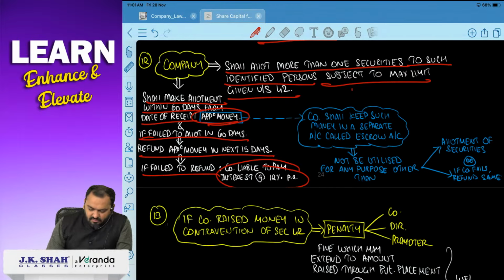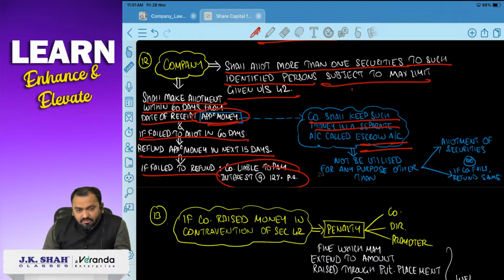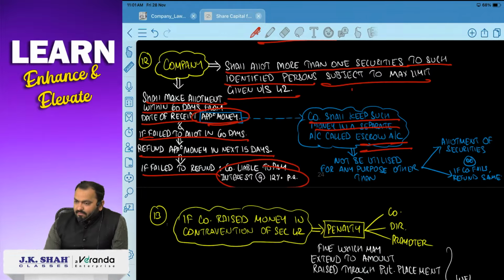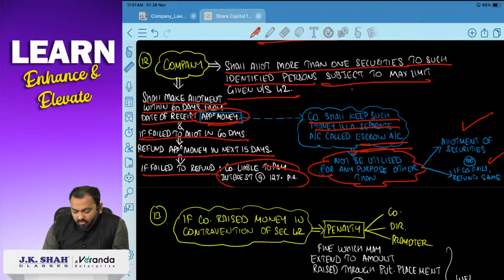Okay, the share application money, the company shall keep this money in a separate account called an escrow account, because the company has just received the application money. The company will keep this in a separate account and it will not be utilized for any purpose other than allotment or refund. So the company has received the share application money, so the company will either allot the shares against this money received or refund this money. Okay, 12 points are over.